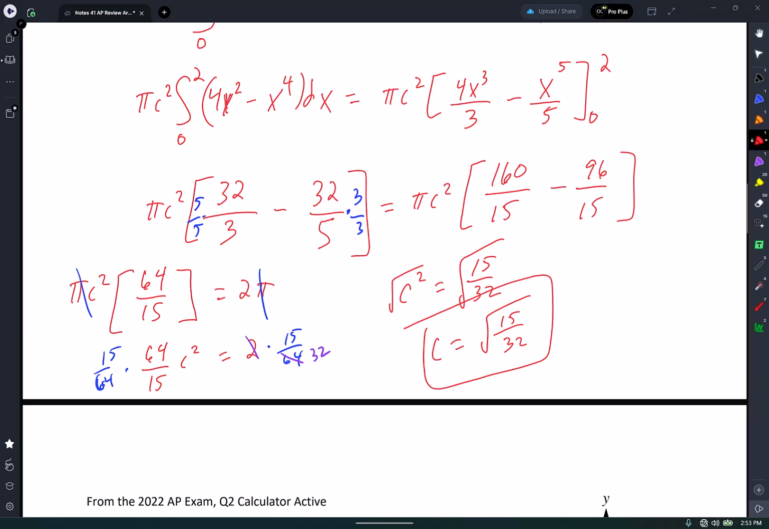Pi r squared. That's the area of a cross section. And we're adding an infinite amount of cross sections. And that's what creates volume. That's what creates depth.